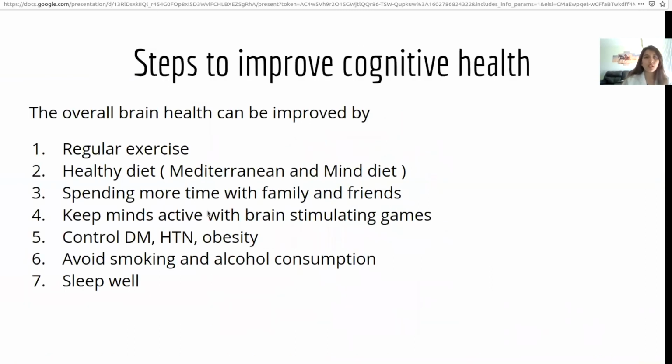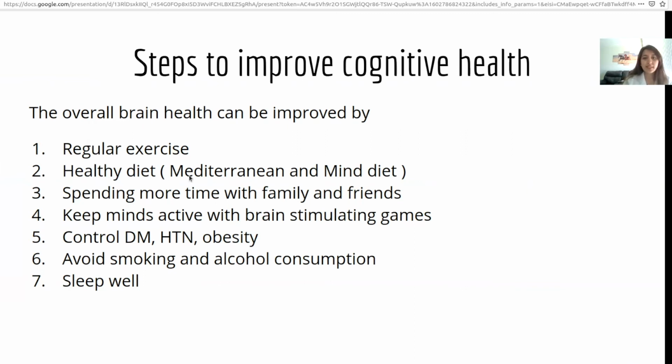So, what are the steps to improve cognitive health in an individual? Alzheimer's disease is a kind of disease that has no regression. It progresses, and there is usually no treatment that is effective in completely preventing or controlling Alzheimer's disease. So we need to focus on things that can improve the brain health as a whole. For the brain improvement, the number one thing that is important is regular exercise. I will explain to you in next slides why it is important.